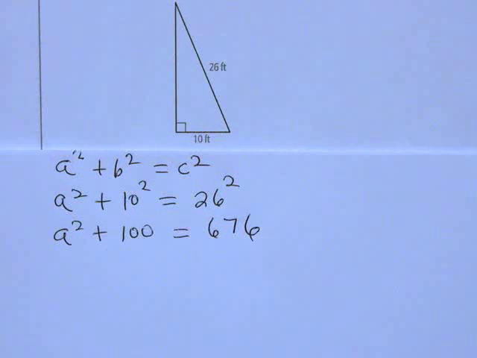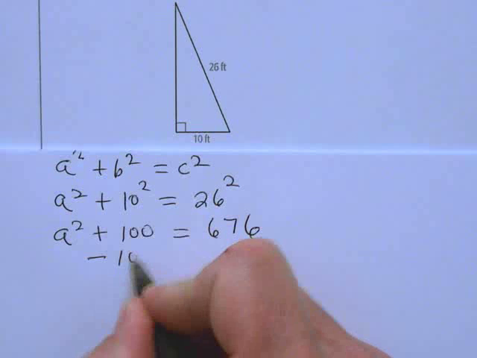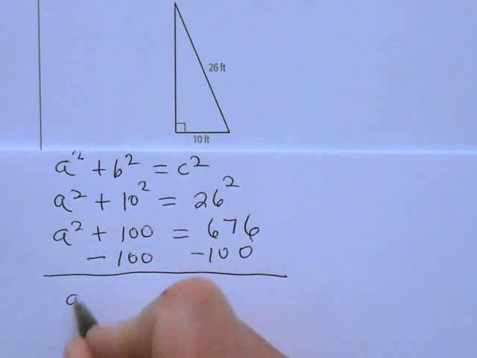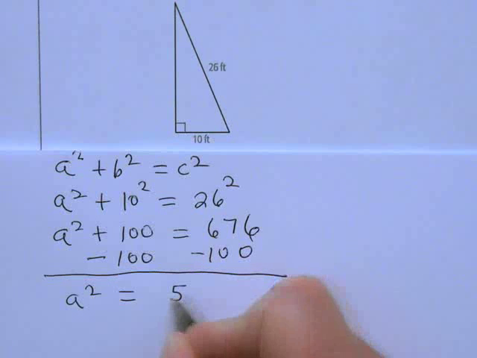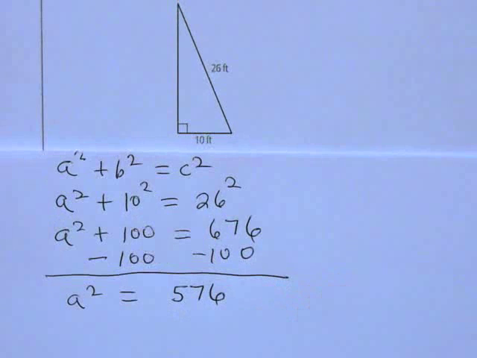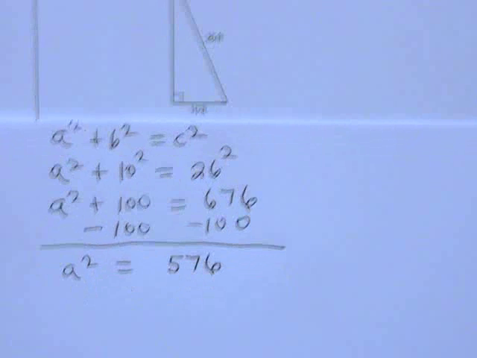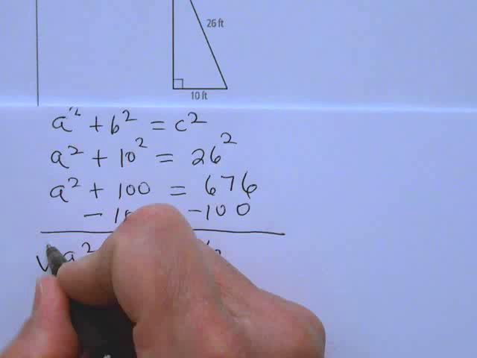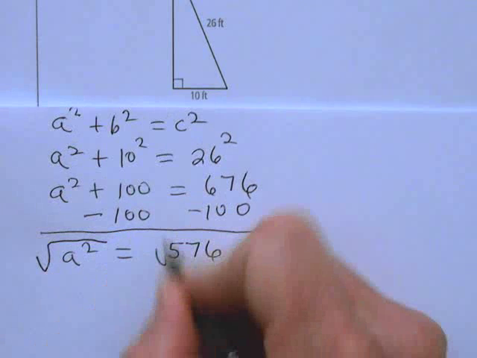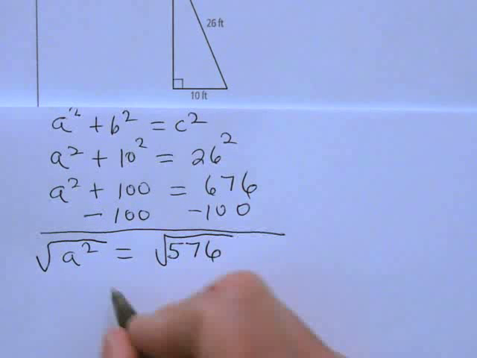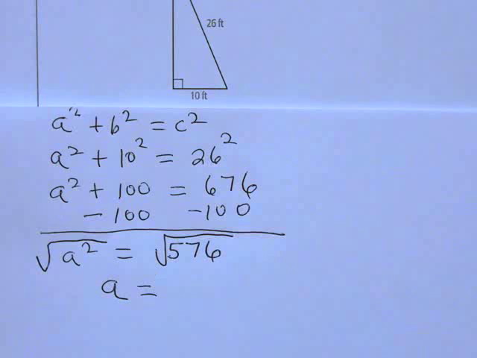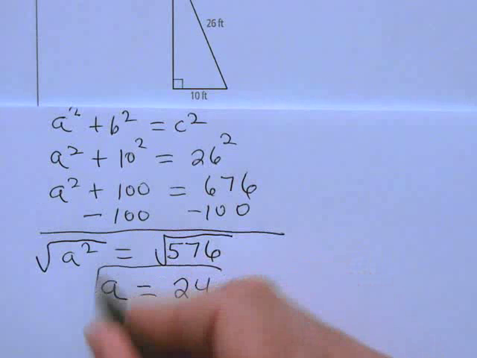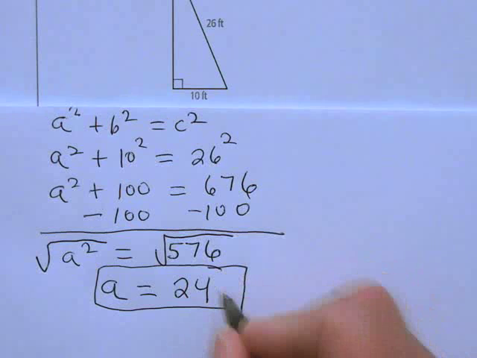And now I've got an equation. I'm going to solve it. Subtracting 100 from both sides, a squared is going to equal 576. And I'm just going to slide this up a bit further. And I'm going to then take the square root of a squared and the square root of 576, and I can see that a equals, I believe that's 24. And that would be the length of our missing side. And I believe it was in feet.